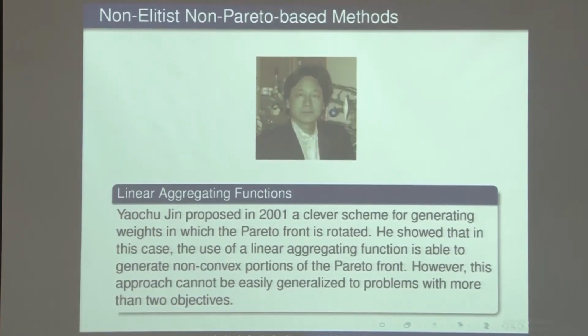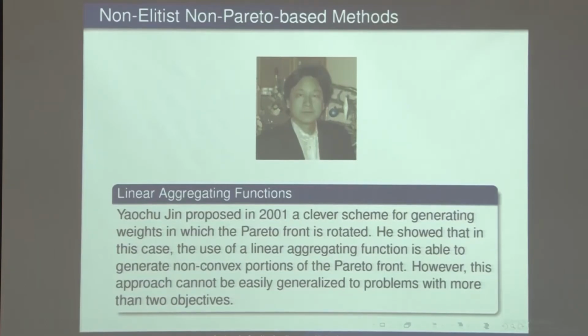And I was sitting there thinking, isn't this too much effort just to make this work? Why do you have to use a linear aggregating function? There are better ways of doing this. But of course, he was proving his point. It is possible to generate non-convex portions of the Pareto front using a linear aggregating function. It's just not in this space, right? You have to do the mapping to a different search space, and then it's possible.